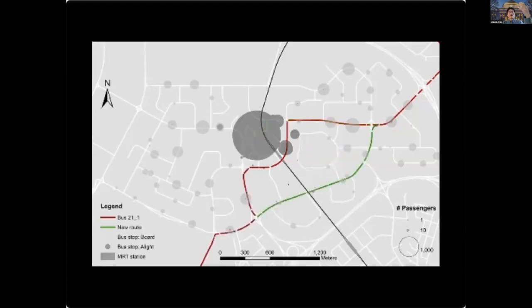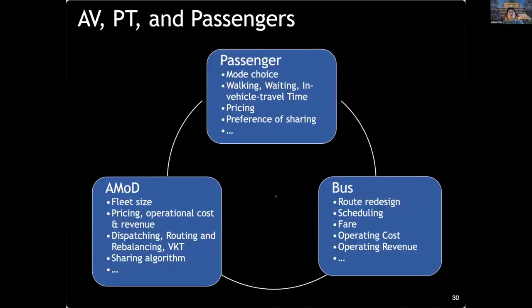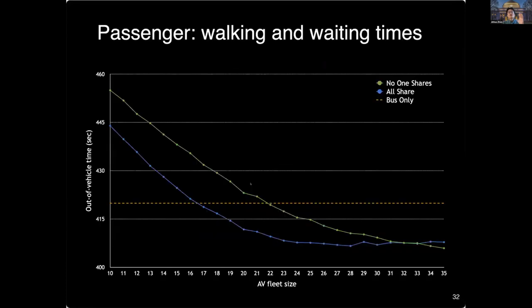So there are many occasions like this. You can develop a simulation engine, run it, and then we compared this integrated service, half on the bus, half on the AV on demand, evaluating it against the passenger level of service. This is the walking and waiting time. You can see that with the fleet size, the autonomous vehicle time reduces. The yellow one is the status quo, that's if you continue to serve the bus as it is.